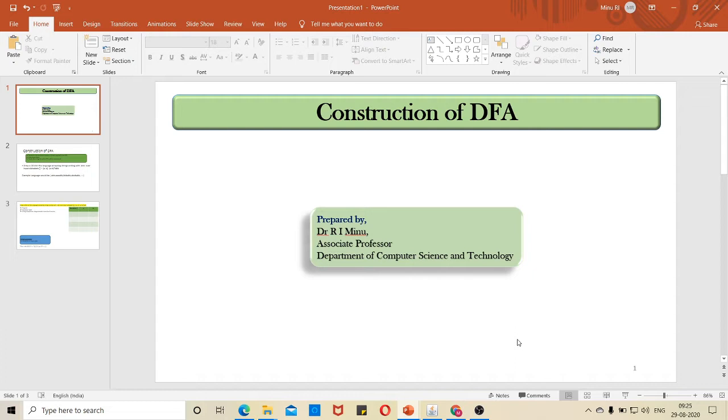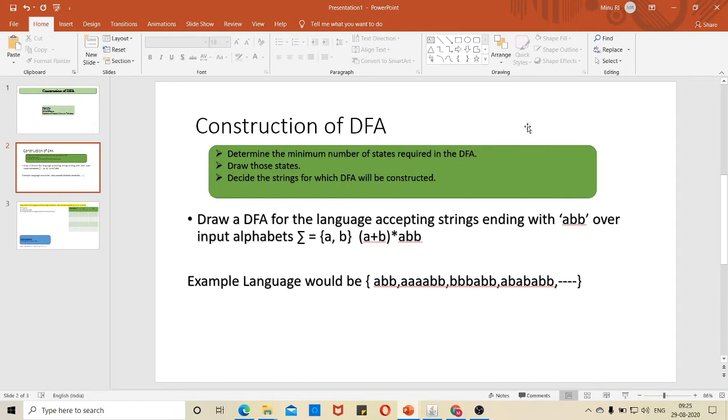In this video we are going to see how to construct a deterministic finite automata, shortly called DFA. For constructing a DFA for a given problem, first you have to determine the minimum number of states that may be required. If a problem is given, different students may think in different ways, but it is better to have a minimum number of states, and also draw those states and decide on the string.